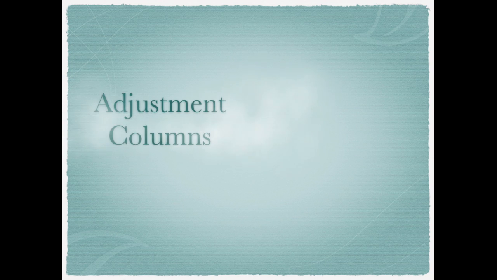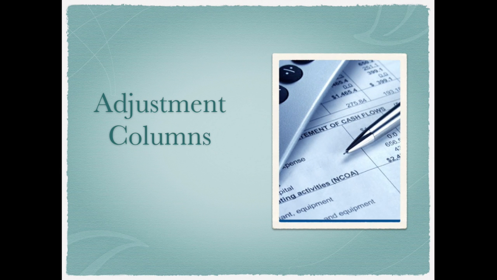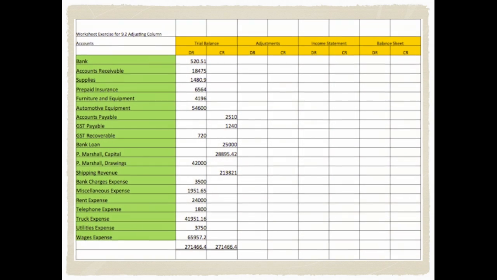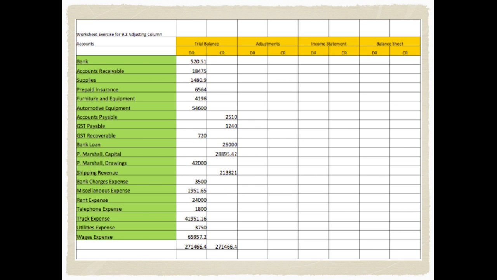Now for the other part. So this is the adjustment columns. Do you guys remember the 6-column worksheet? Well, we're adding 2 more columns. Don't worry, it's not going to be as hard as it looks. So remember, before we journalize, we have to do things on a worksheet. So we have to complete the 8-column worksheet to check for errors.